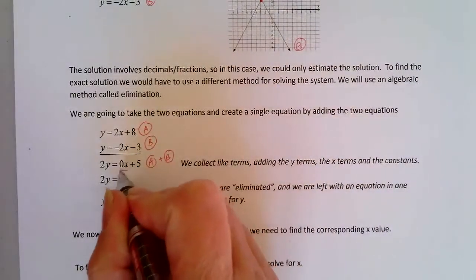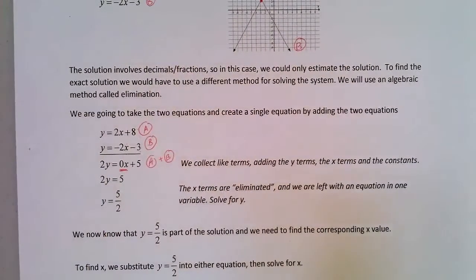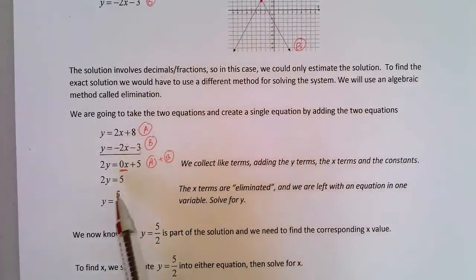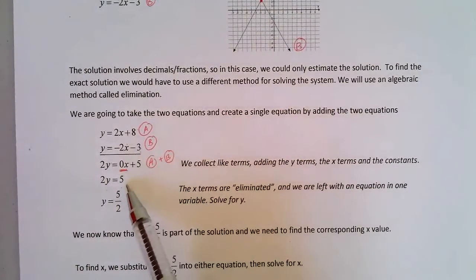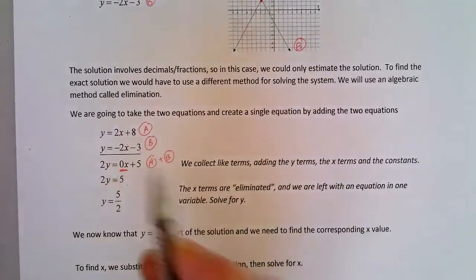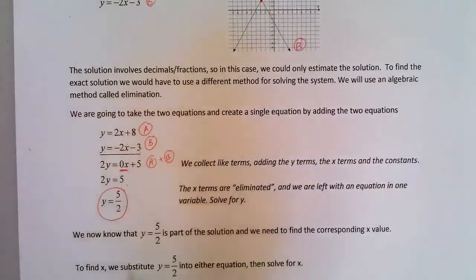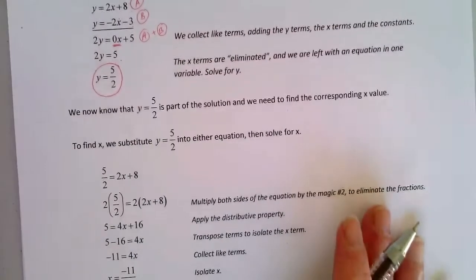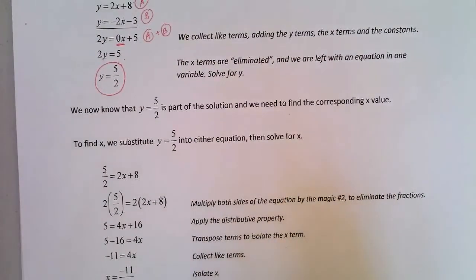Now what's interesting is the 0x. 0 times x, or 0 times any number, is equal to 0. So we clean that up and we write 2y is equal to 5. And what's happened is the x terms have been eliminated. They've disappeared. We are left with an equation involving just one variable, in this case y, and then we can proceed to isolate for y. So I divide both sides by 2, and I find that y is equal to 5/2. So now we know that y equals 5/2 is part of the solution.